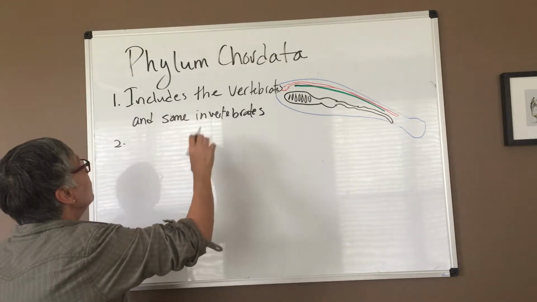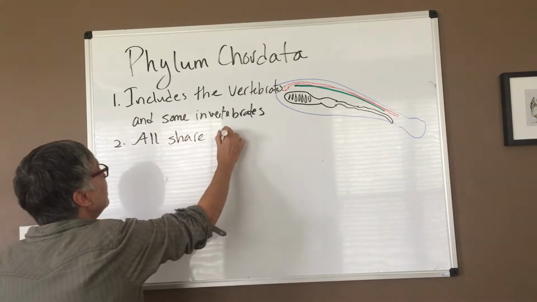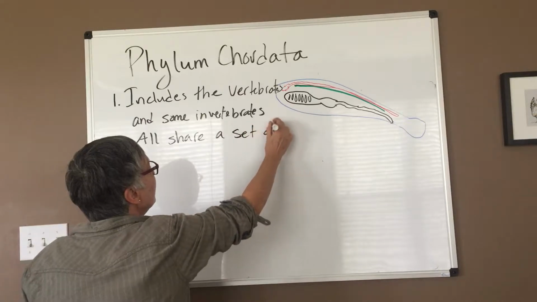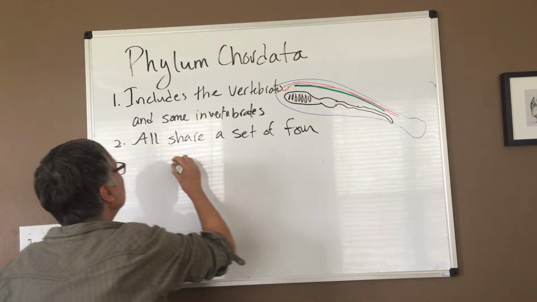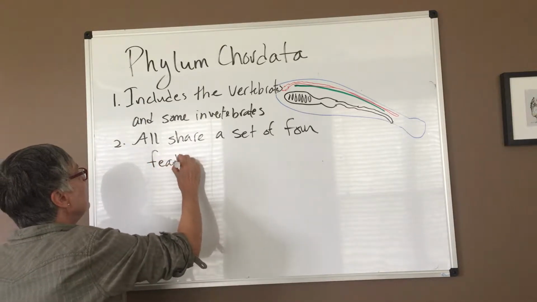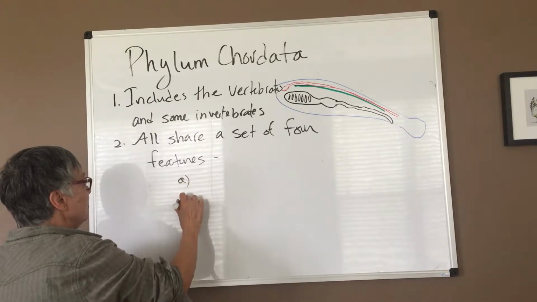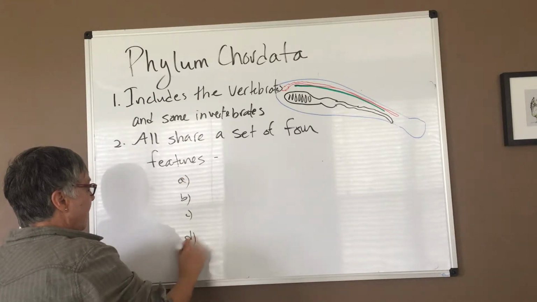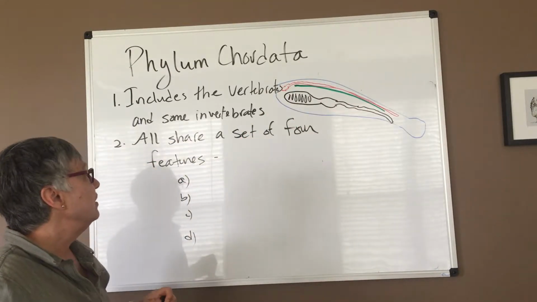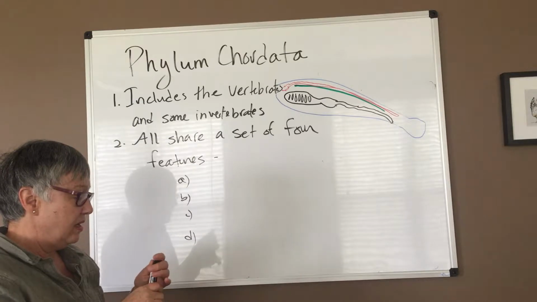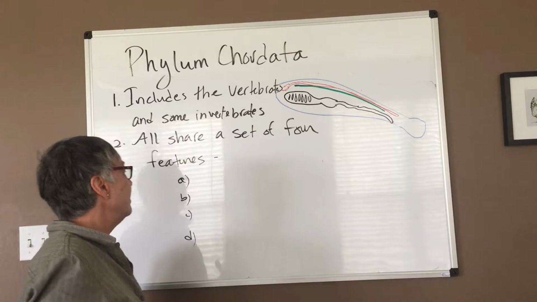These organisms all share a set of, I believe, 4 features. And I'm going to list them here. And this diagram here is representative of a general body plan for a chordate.